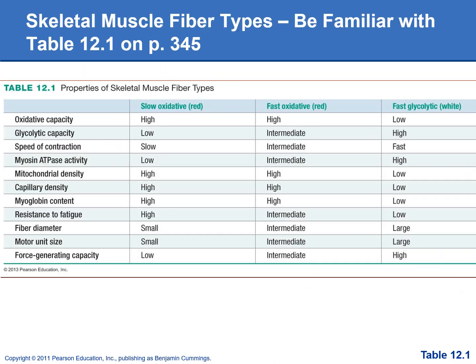And this is a really nice table from your book that would be good to study. It compares all three types of skeletal muscle fibers. We've got the slow oxidative, fast oxidative, and fast glycolytic fibers.